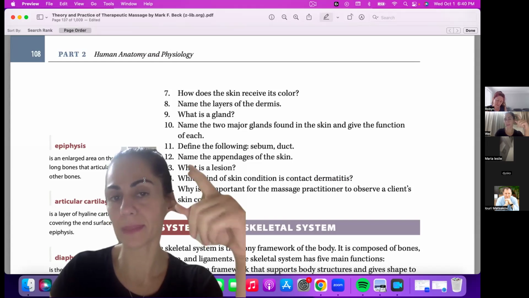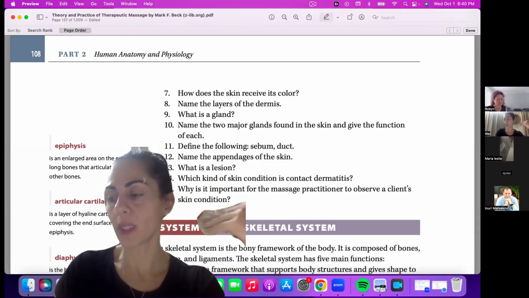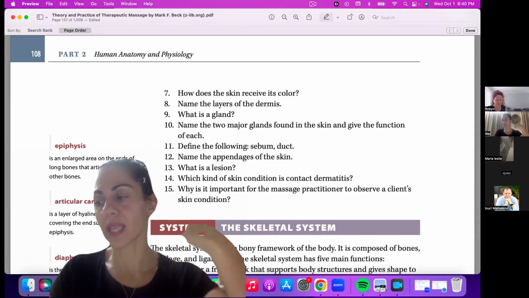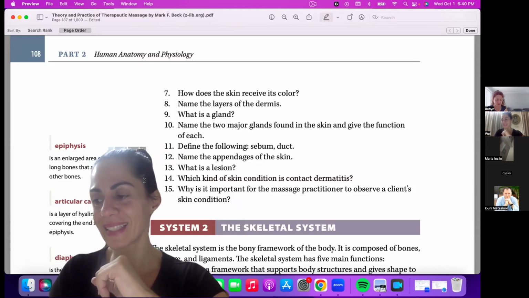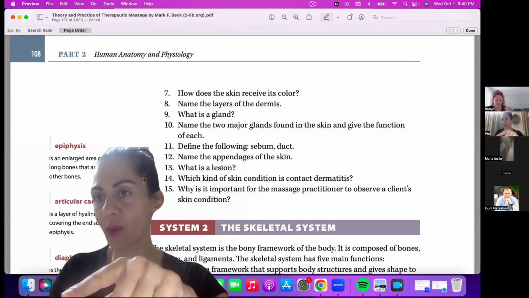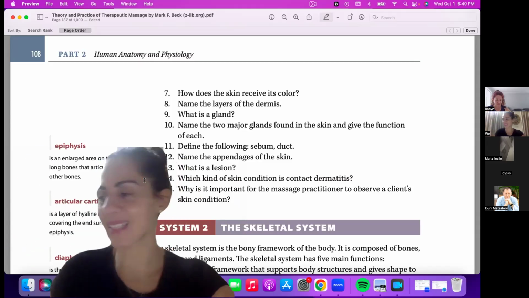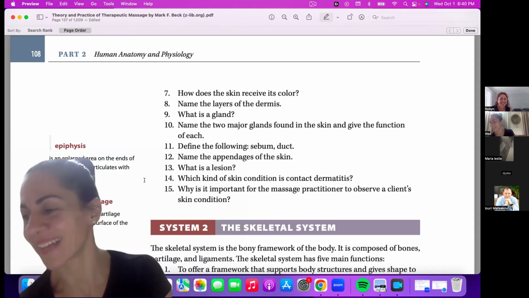Okay. Now, number 10. Name the 2 major glands found in the skin and give the function of each. So we said there's 2 types of gland. Sebaceous is oil, for lubrication, sebum, and the other one is for sweat. It's called sudoriferous. Yes, correct.